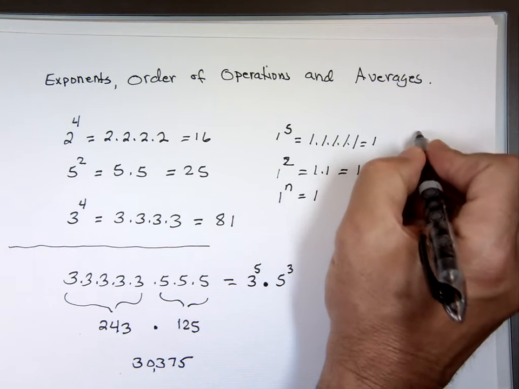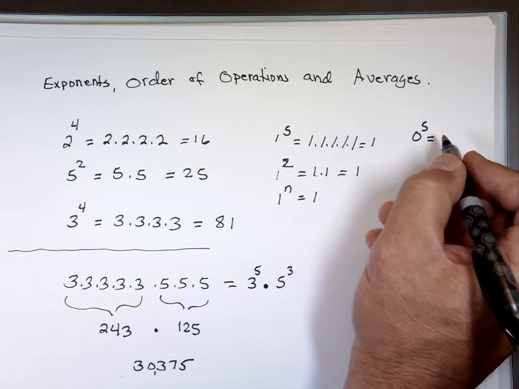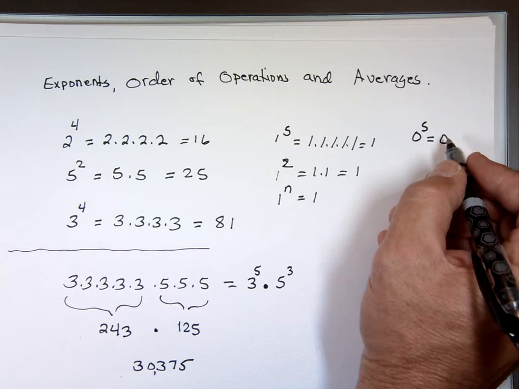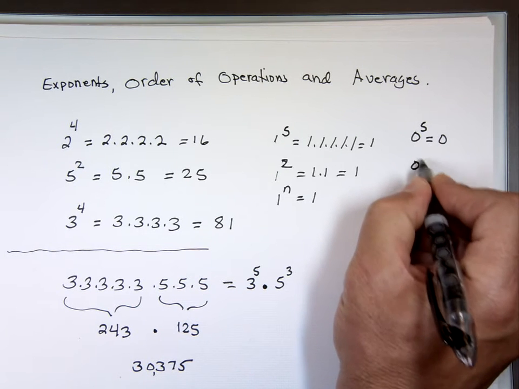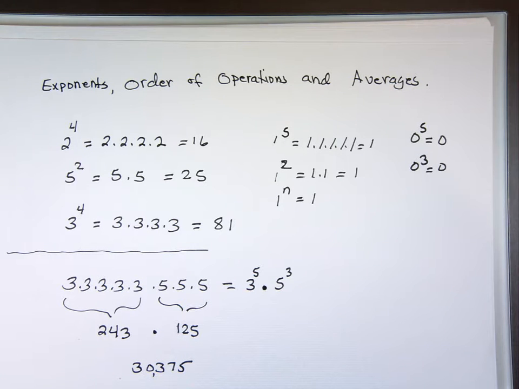Just like 0. What's 0 to the power of 5? Better be 0, because it's 0 times 0 times 0 times 0, 5 times. What is 0 to the power of 3? That's a 0. Just things to remember. If you see 0 to a power, it's always 0. If you see 1 to a power, it's always a 1.